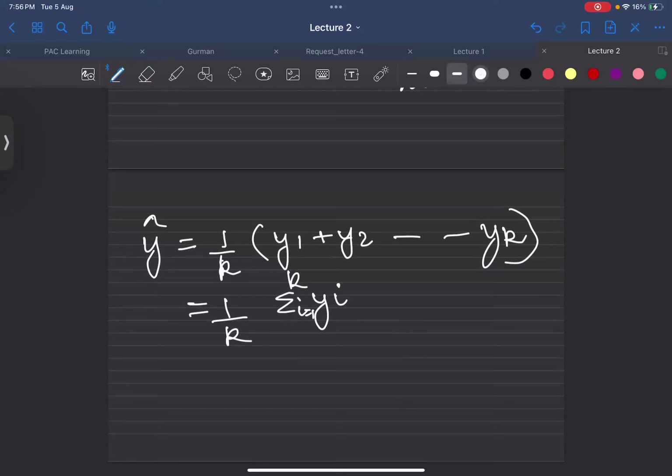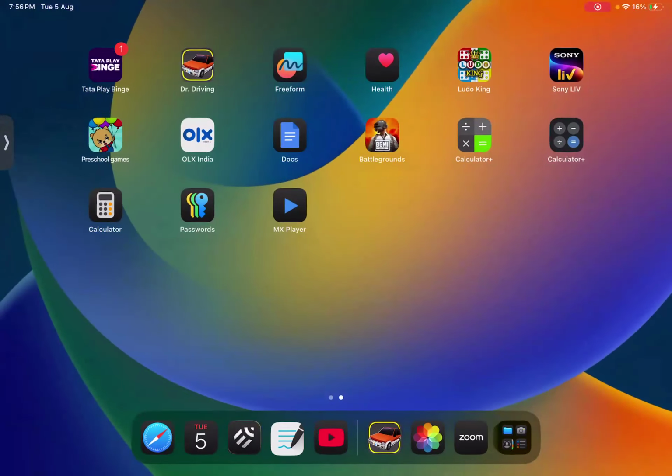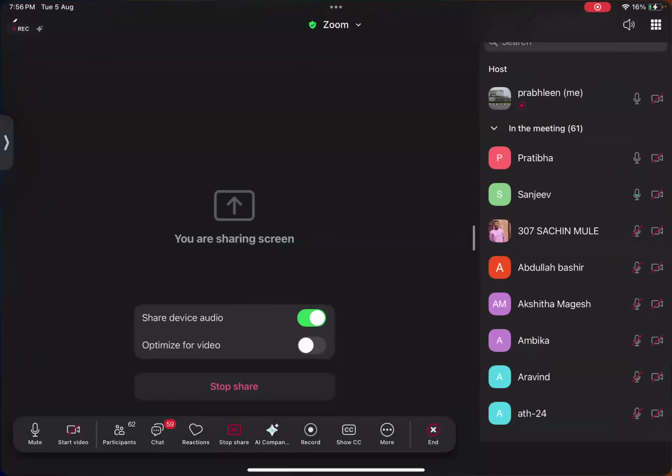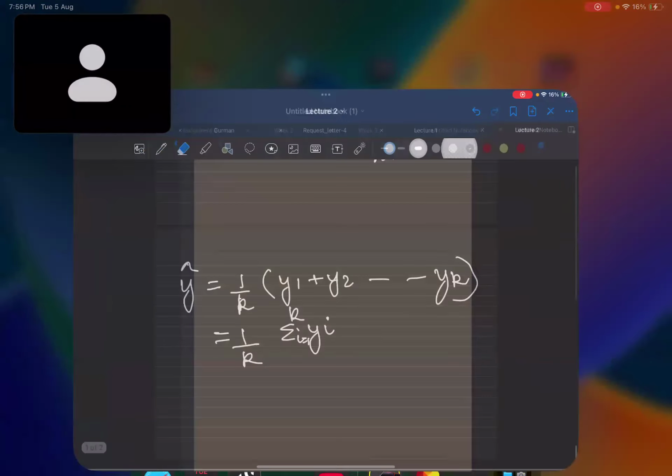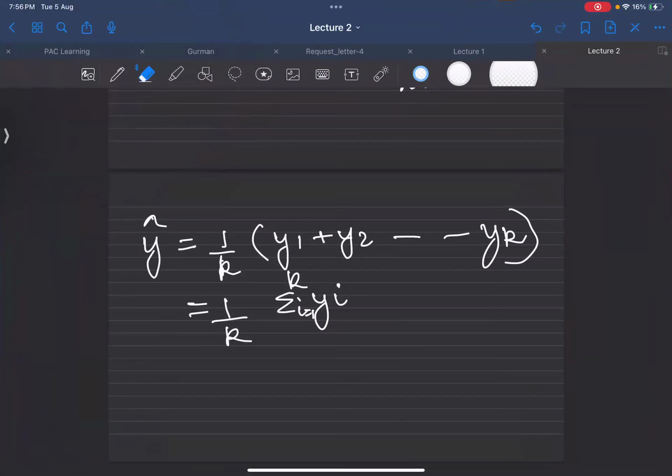Please mute yourself if you're having any doubt. Clear? Ma'am, you have an option to mute all. Okay. Actually, if I mute all, someone will have a doubt and I don't know. That's why I'm not muting all. Though they can unmute again. Okay. Let's proceed. Is it clear? Yes, ma'am.